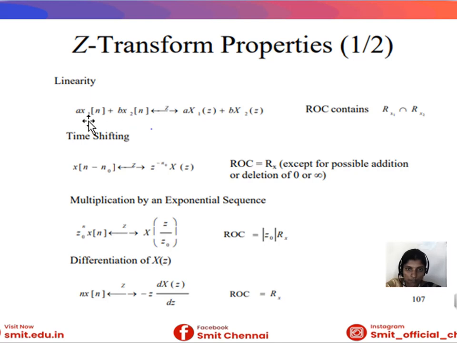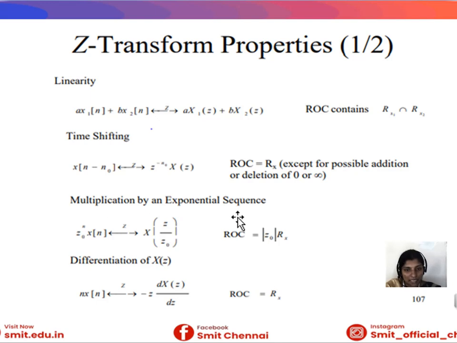Linearity property. a x1 of n plus b x2 of n gives a X1 of z plus b X2 of z. This is the linearity property. Input should be bounded to the output. Time shifting property. x of n minus n naught implies z power minus n naught X of z. The time shift will be reflected in the output.